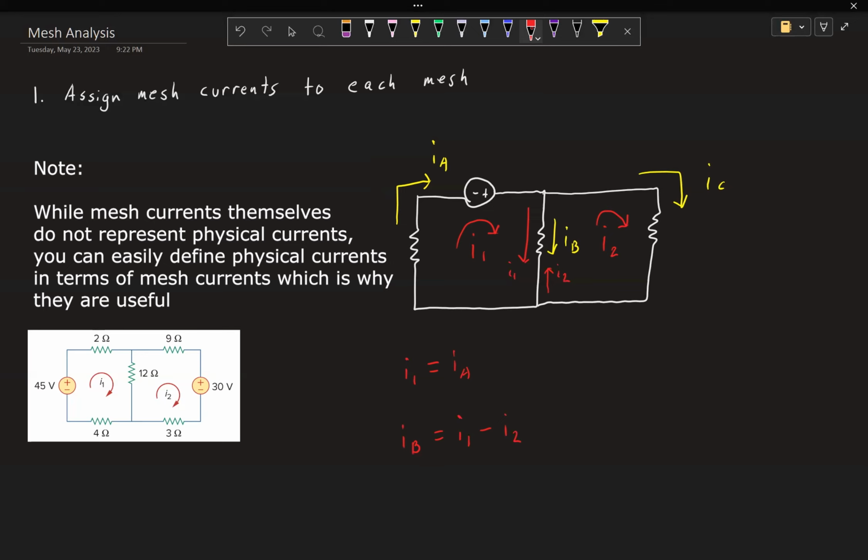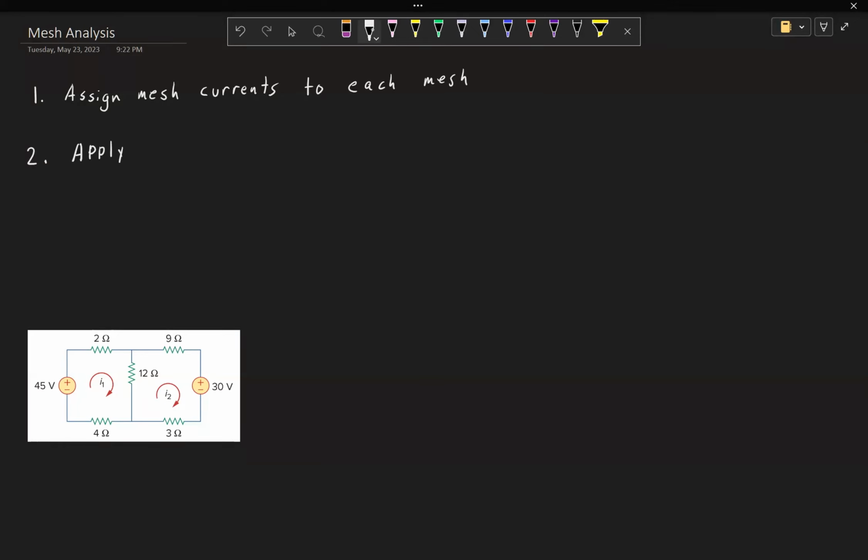So now moving on, step two is to apply KVL, Kirchhoff's voltage law, to each mesh using Ohm's law, V equals IR. And then step three, the final step, is to simply solve for the mesh currents. So let's go ahead and solve this following these steps.